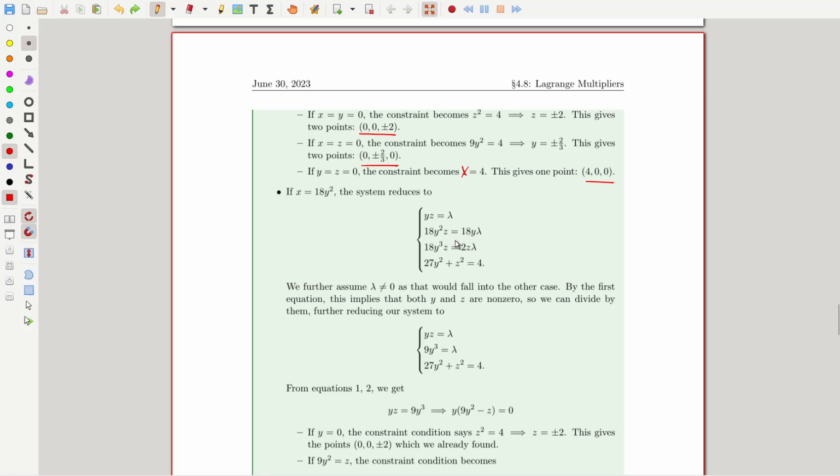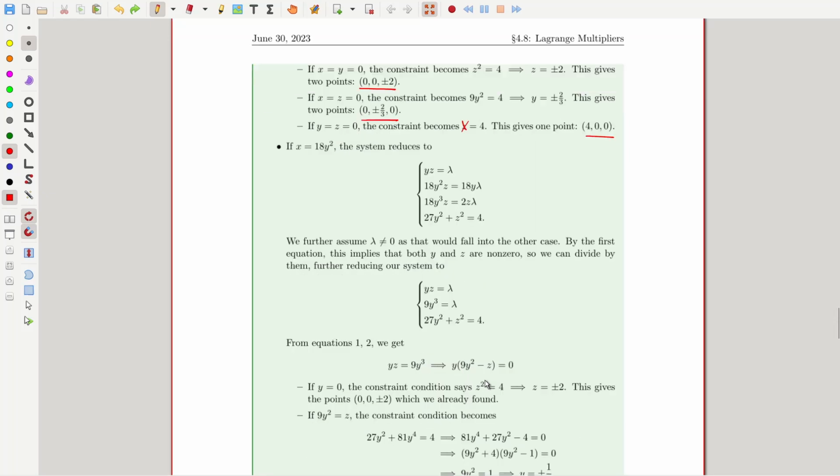Now, one of the equations disappears. Which one disappears? These two combine together. So when you get rid of the 18 and get rid of the y, you end up with yz equals lambda. So these first two equations collapse to this one. This equation, when you simplify, you get 9y cubed equals lambda. And then this last one stays the same.